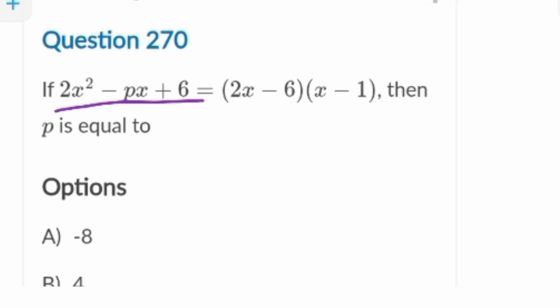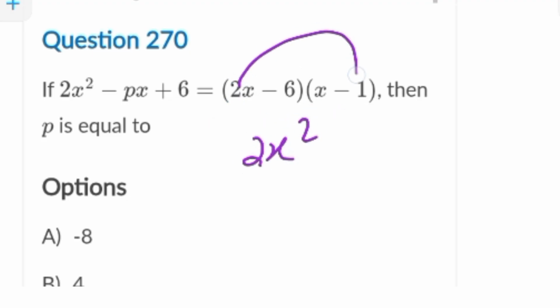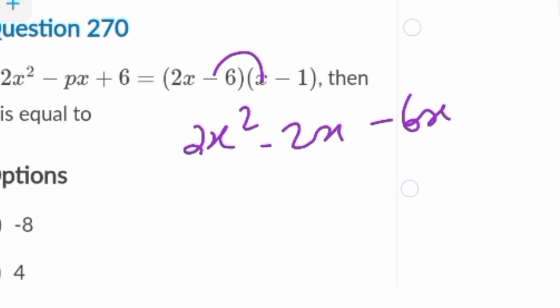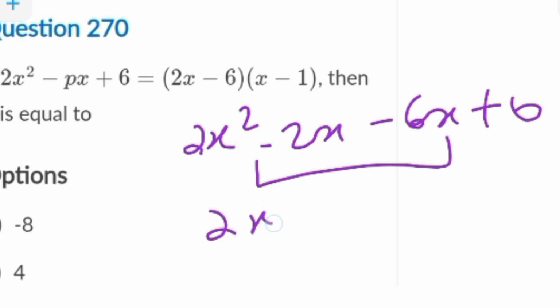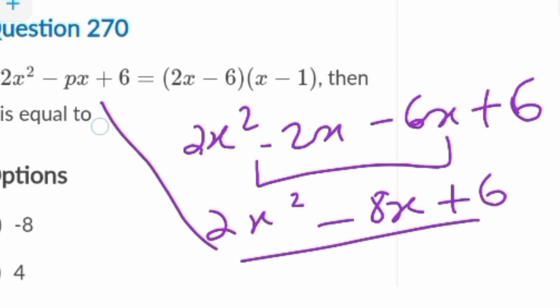If 2x squared minus px plus 6 is equal to this, then what is the value of p? They want you to compare. So you're going to expand this, then compare it with this one. Let's expand it. 2x times x gives you 2x squared. 2x times this gives you minus 2x. Then this one will give you minus 6x. 1 times 6 gives you plus 6. Then you add these two, that gives you 2x squared minus 8x plus 6. If you compare these two, they already look alike.